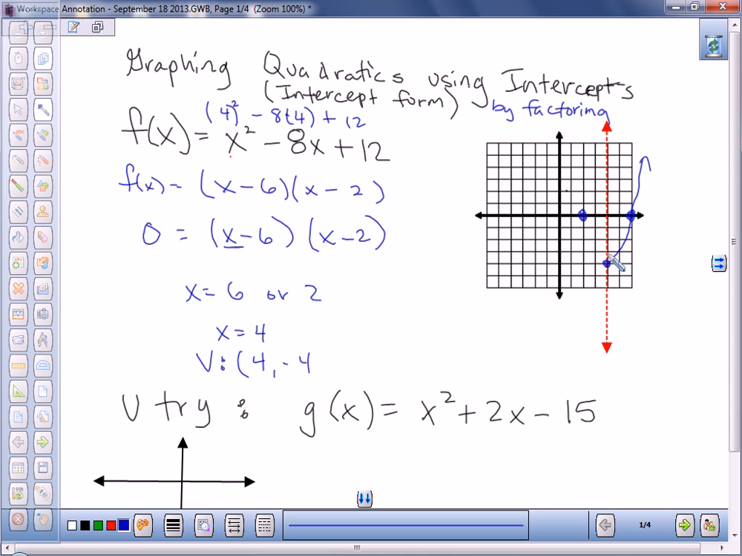When you're plugging in the value for the axis of symmetry, when it's factored out, can you just do it when it's factored? Sure, plug it in here. That's fine. Okay, you try.